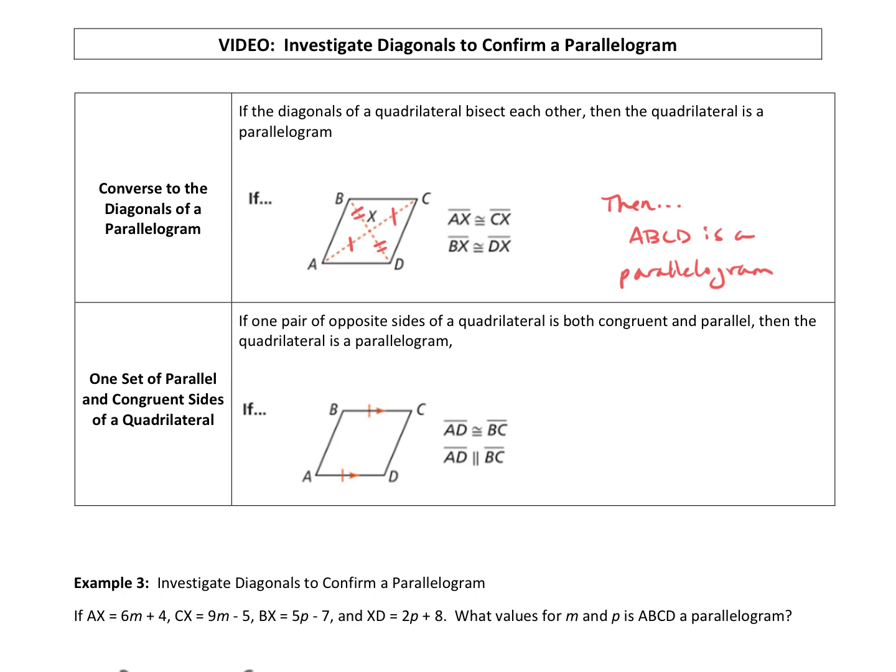Another theorem we have is the one set of parallel and congruent sides of a quadrilateral. So if one pair of opposite sides of a quadrilateral is both congruent and parallel, then the quadrilateral is a parallelogram. So if you notice, here's a quadrilateral, and you can focus on just one set of opposite sides. So if BC is congruent to AD and also parallel to AD, with those arrows for parallel, if both of those things are true for one pair of opposite sides, then ABCD is a parallelogram.